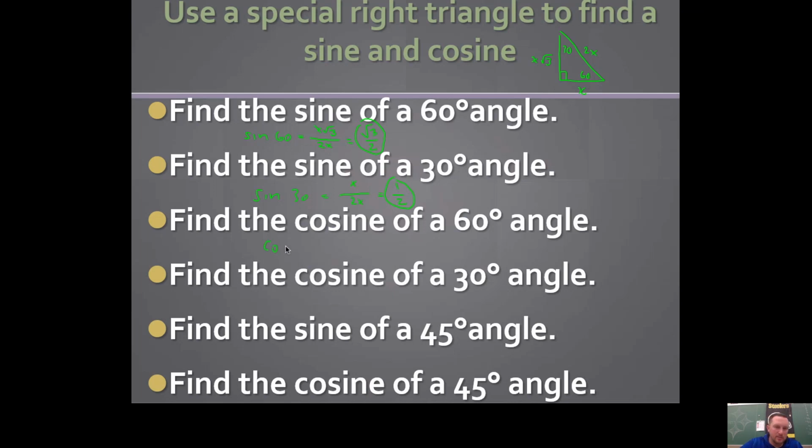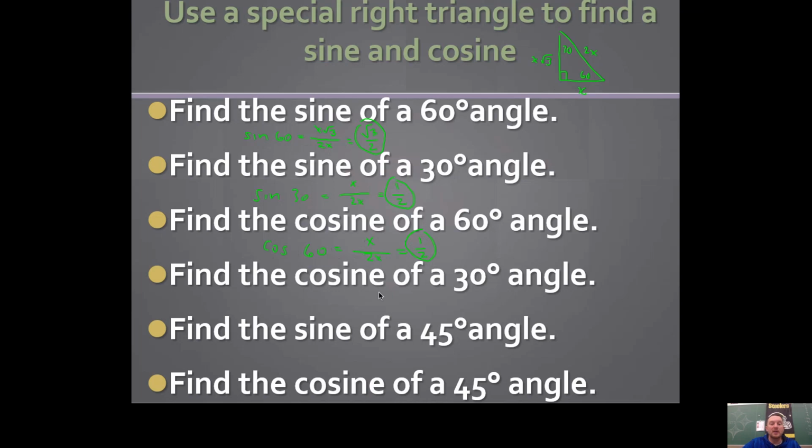Cosine of 60. Still using the same triangle. Cosine is adjacent over hypotenuse. So it's x over 2x again, which we know is 1/2. I'll double check. What is cosine of 60? It's 1/2. That's your answer.